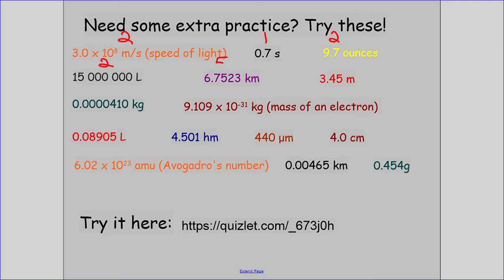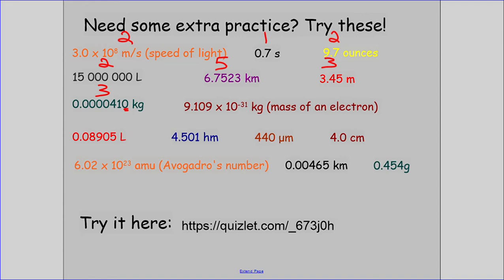6.7523 would have 5. 3.45 would have 3. All of them are non-zero digits. Here we've got a leading 0, but it's after the decimal. So as soon as you see a non-zero digit, all the numbers after that will count because it's after a decimal. So it starts at that 4, which means the 4, the 1, and then that last 0 are going to count. So this one has 3.